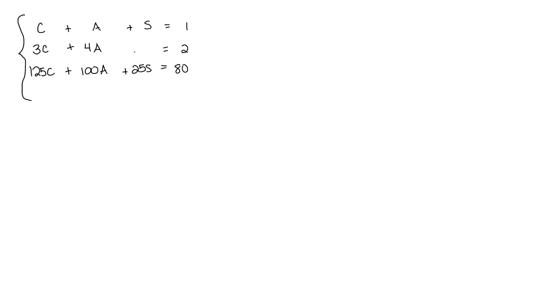Because the idea of killing off a variable, in this case s, is to get two equations that involve only c and a. And the fact is, we already have one equation here that involves only a c and an a, this middle one. So I know that if I kill off the s using rows 1 and 3, I'll get an equation involving c and a, and I already have one as well. So it reduces the amount of work I have to do. So what we'll do is take negative 25 times row 1, and add that to row 3.